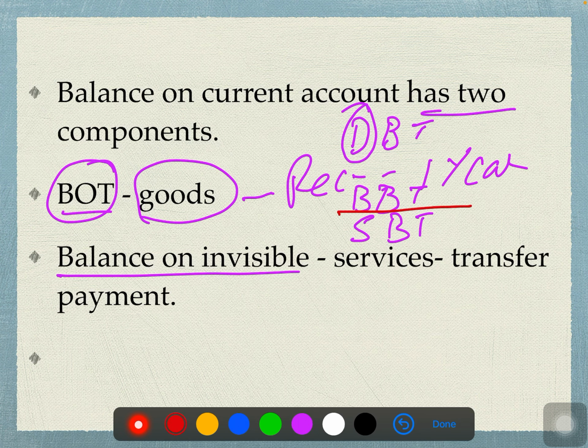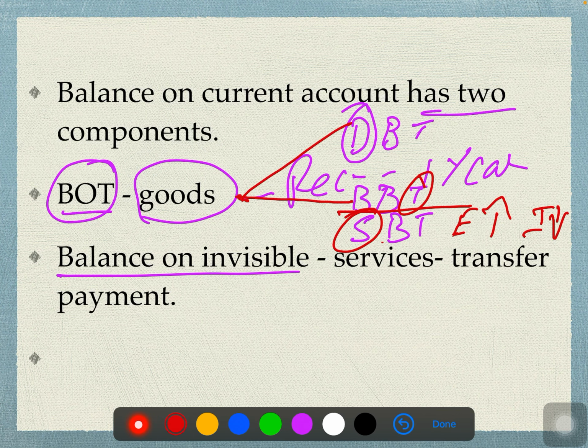On the next one, balanced trade. In the balanced BOT, exports and imports are both equal. In the surplus BOT, so surplus balance of trade, exports are greater than the imports. So this will be called surplus balance of trade. This way the BOT can be classified into deficit, balanced and surplus.